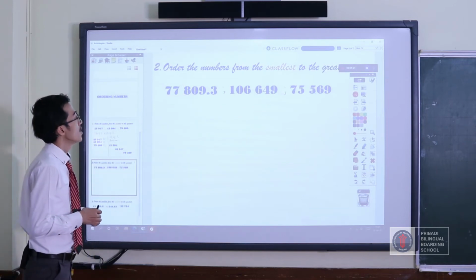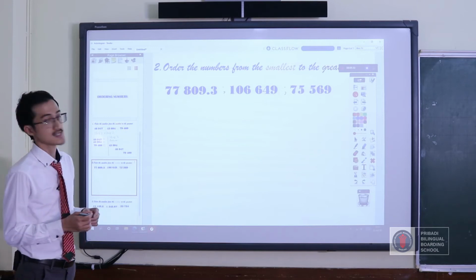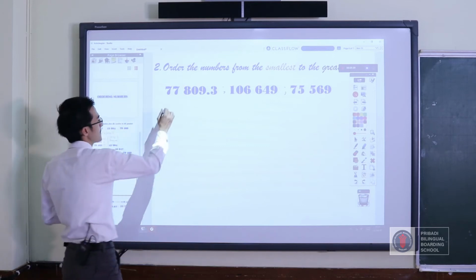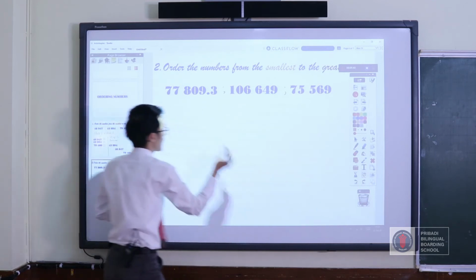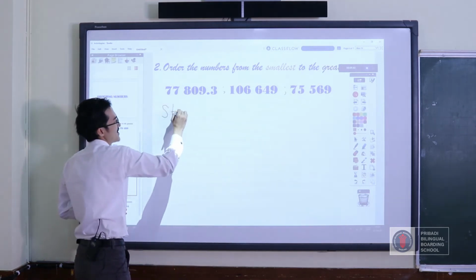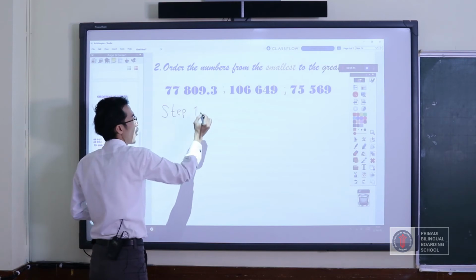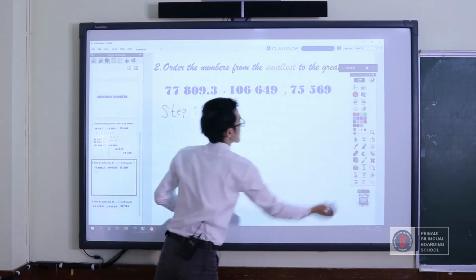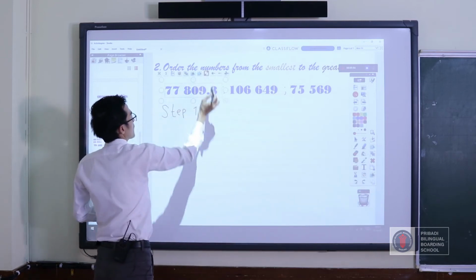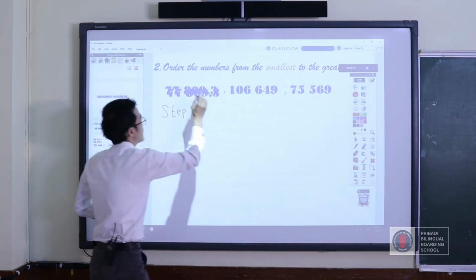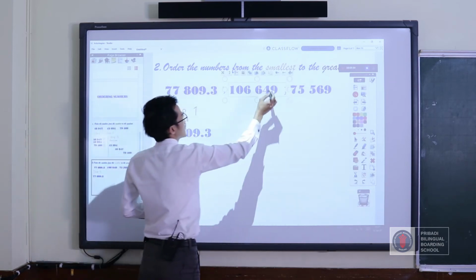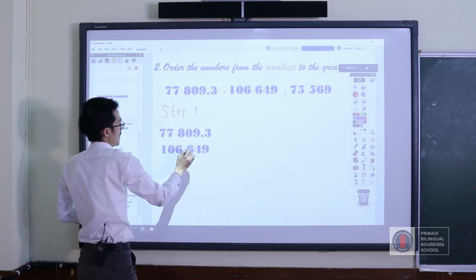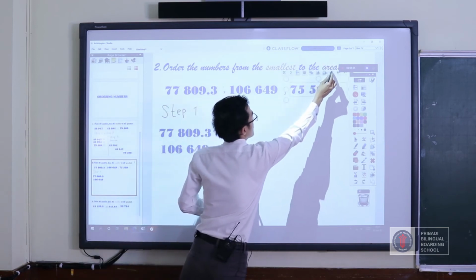Okay, question number 2. Order the numbers from the smallest to the greatest. The same question, but different numbers, of course. So, do you still remember what the first step is? Step 1. Unfortunately, you have to write all the numbers again, but for now you have to write them vertically. Okay, I'm going to copy first, and then the second. Okay, and then the third.